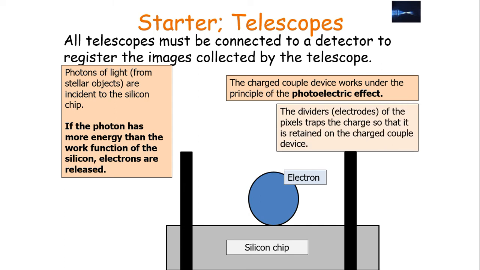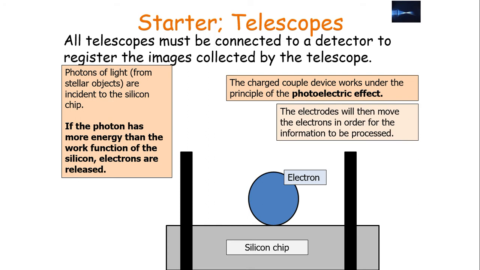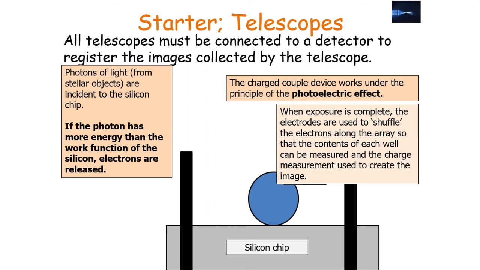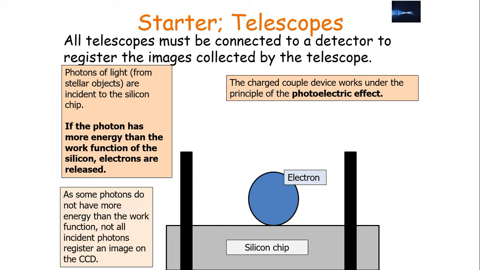Now, the dividers, or the electrodes of the pixels, trap the charge so it's retained on that particular part of the charge coupled device. The electrodes will then move the electrons in order for the information to be processed, so when the exposure is complete, the electrodes are used to shovel the electrons along the array so the contents of each well can be measured, and the charge measurement is then used to create an image. Now, as some photons will hit your CCD but not have enough energy to overcome the work function and release the electron onto the silicon chip, this tells us that not all incident photons register an image on the CCD.